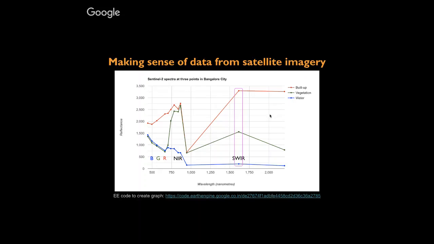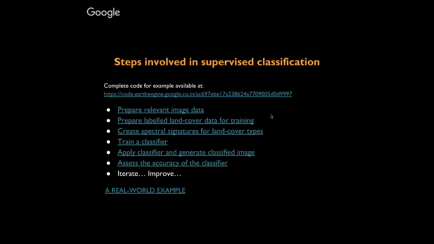Now, we can use all of this to try and help us. So now out of this, we are able to generate a signature for built-up areas, vegetation, and water. And if we get a pixel with an unknown kind of cover, we can match it up to one of these and see which of these it's closest at fitting. So now how do we do this?